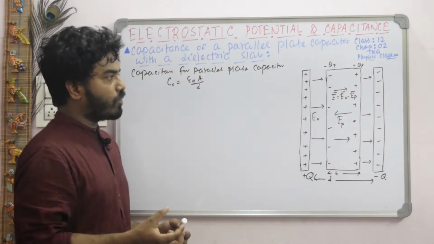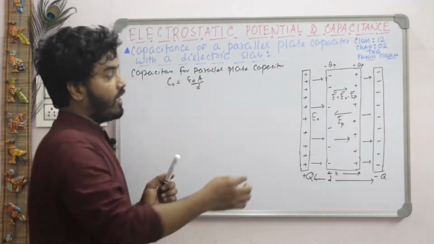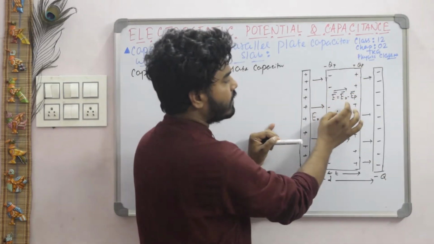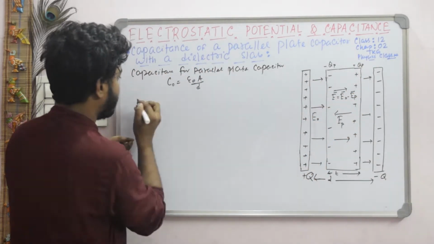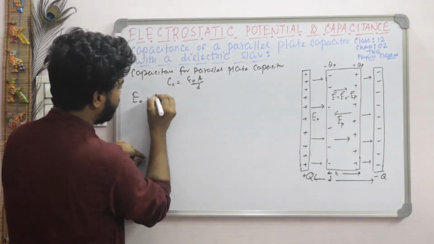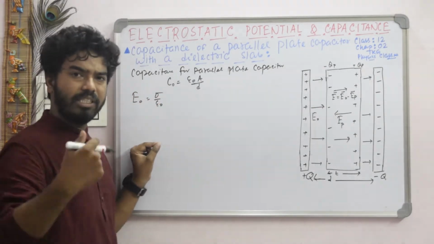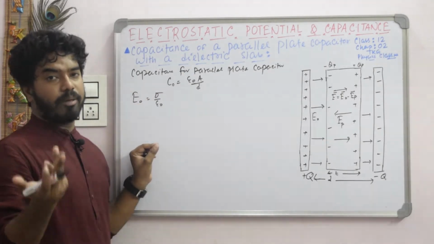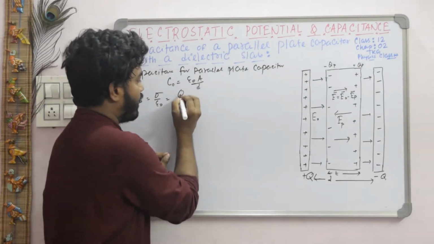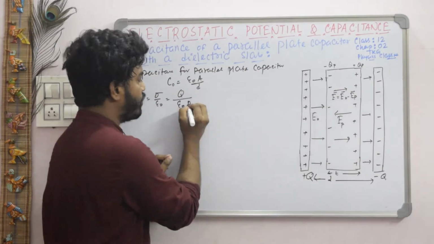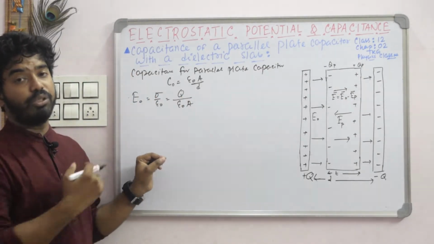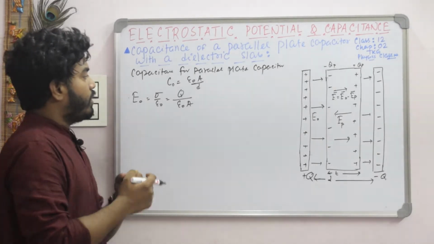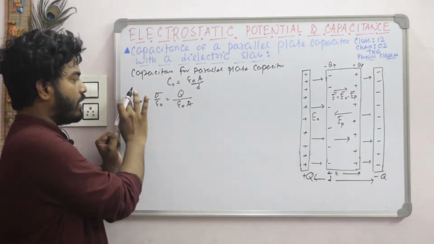And for this case, what is the electric field between these plates? Here the electric field is 0, here the electric field is 0, and in between the two plates the electric field, say E naught, is equal to sigma by epsilon naught. We already derived this in chapter 1. Now what is sigma? Sigma is the surface charge density, so in place of sigma you can write Q by A. This is the electric field between the two plates of the parallel plate capacitor when there is no dielectric slab, that is, a vacuum. C is the capacitance and E naught is the electric field.